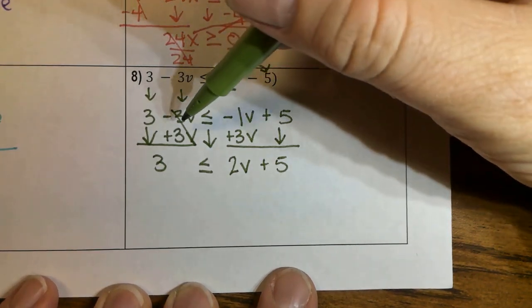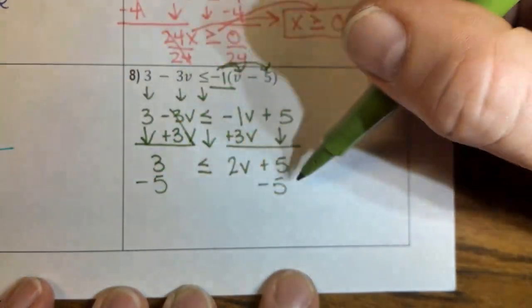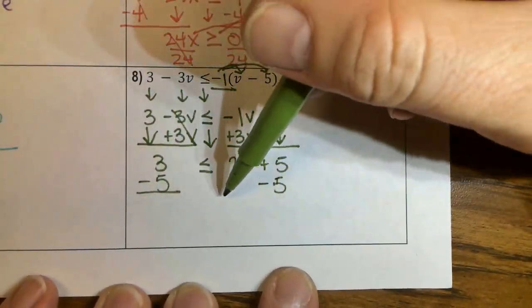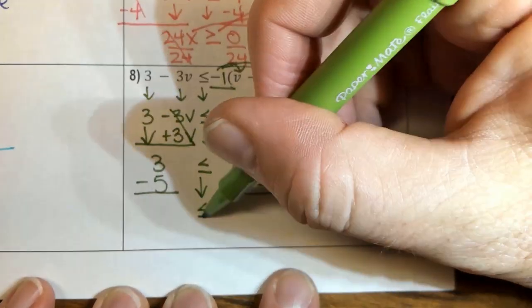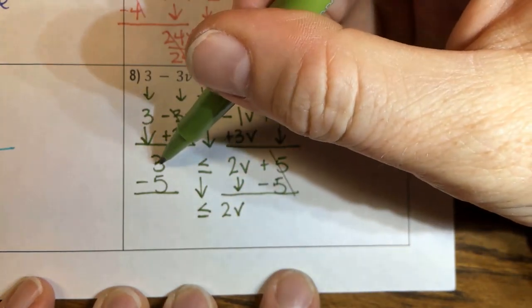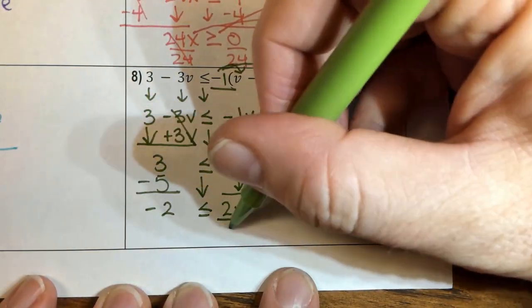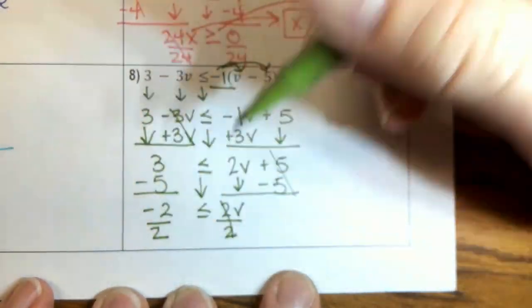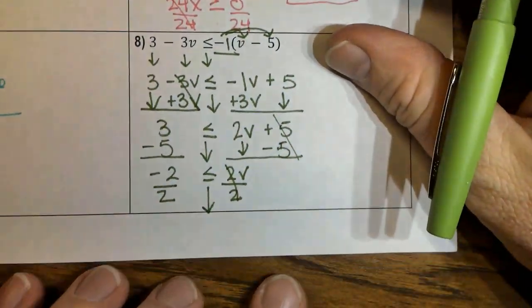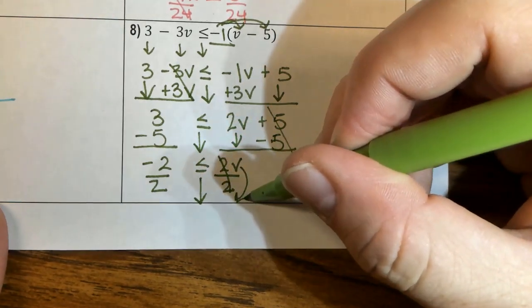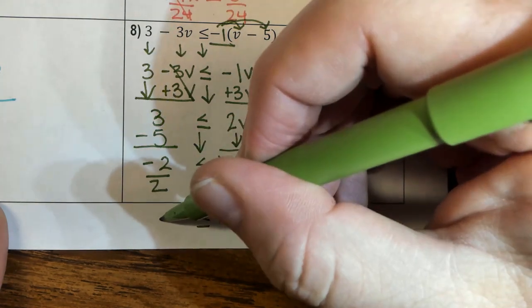Okay, so I have my v's on the right, so my numbers have to go to the left, the opposite side. I don't want them on the same side. So symbol and 2v did not change, right? And 3 minus 5 is -2. And then my last step is simply divide. Okay, so my sign didn't change. I still have my v, please don't forget that. And -2 divided by 2 is -1.